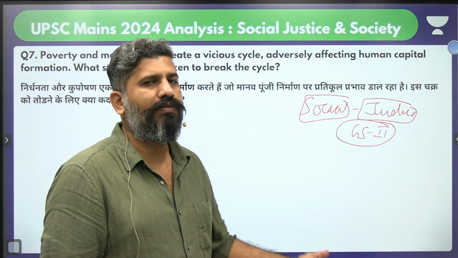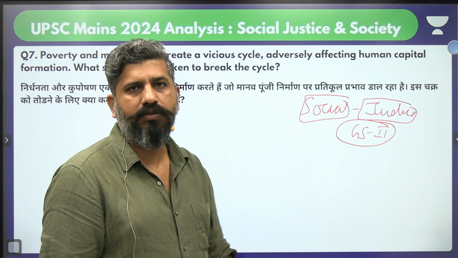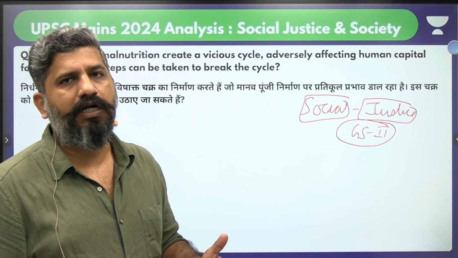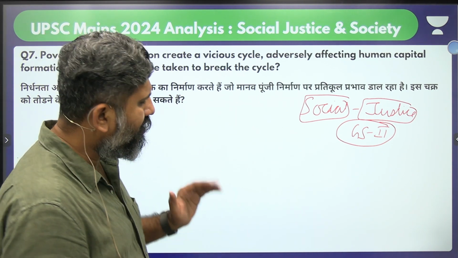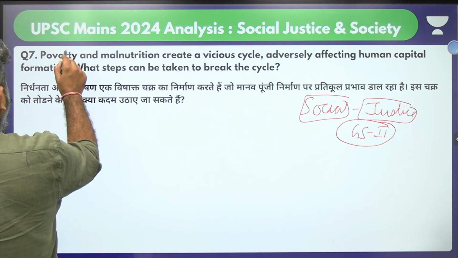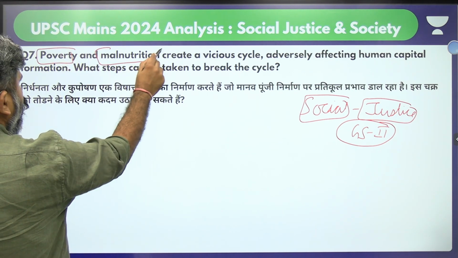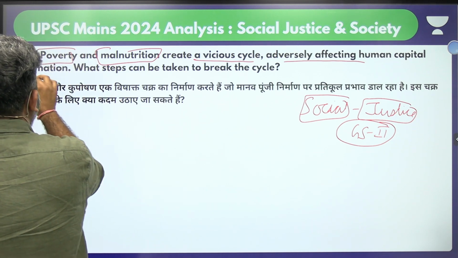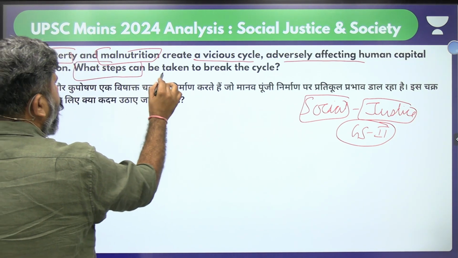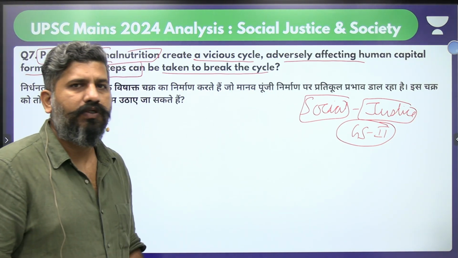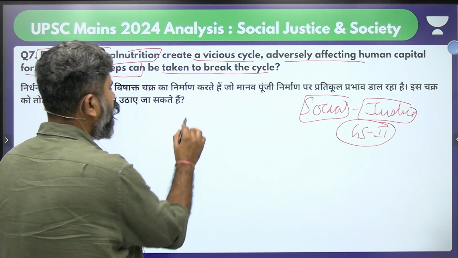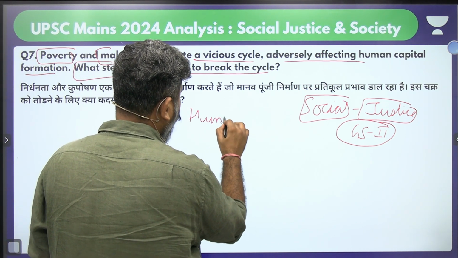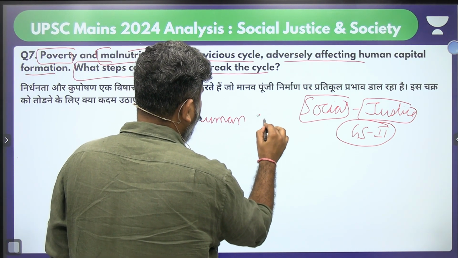What are the government schemes? How does the government handle health and education? All these are related to that particular section, right? In this line, if you look at this question, poverty and malnutrition create a vicious cycle adversely affecting the human capital formation. What steps can be taken to break the cycle, right? Inherently in this question, we should start by explaining the idea of human capital.